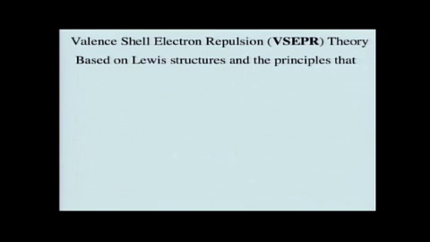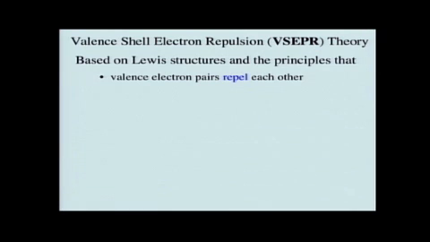So what we're going to use to think about molecular shape or molecular geometry is what's called valence shell electron repulsion, or VSEPR theory. This theory is very convenient because we are now masters of drawing Lewis structures, and VSEPR theory is based on Lewis structures, and also the principle that when we have valence electron pairs, they're going to repel each other. This makes sense. Anytime you have negatively charged electrons, you want to get them as far away from each other as possible because they're all negatively charged.